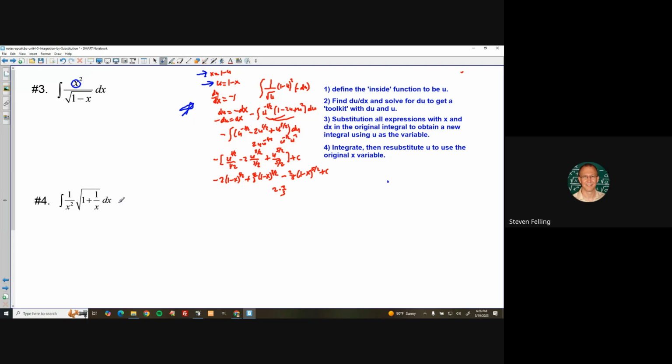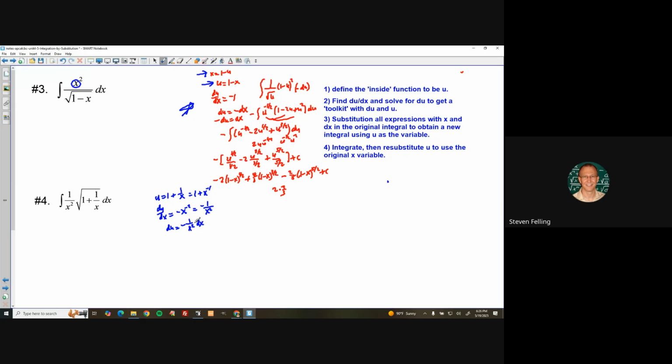All right, so the right substitution here is going to be this inside function, which is 1 plus 1 over x. And let me also write that as 1 plus x to the negative 1, because I'm going to have to take the derivative to complete this toolkit. The derivative of 1 is, that's a constant, so that's 0. And this is going to be negative x to the negative 2, which is equivalent to negative 1 over x squared. So that means that du is equal to negative 1 over x squared times dx.